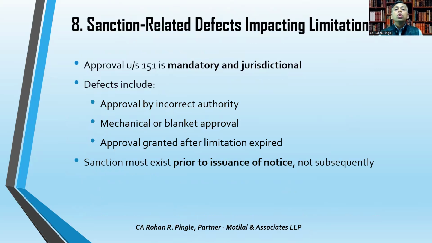Next, move on to sanction-related defects impacting the limitation. So approval under section 151 is mandatory and jurisdictional. Defects include approval by an incorrect authority, mechanical or blanket approval, or approval granted after limitation expired. So sanction must exist prior to issuance of notice and not subsequently. It cannot be ratified later.